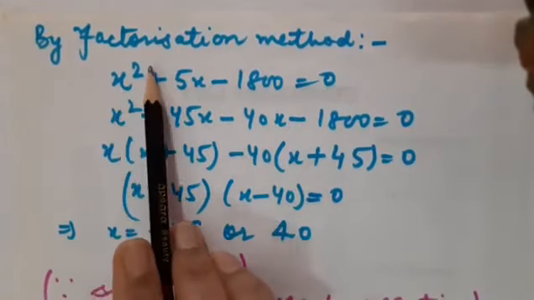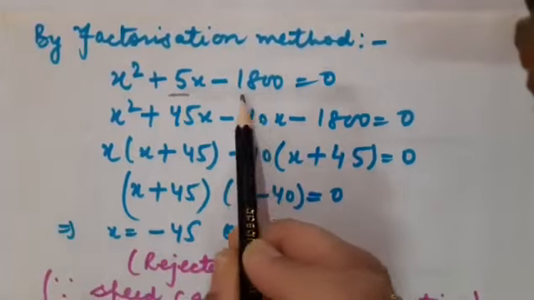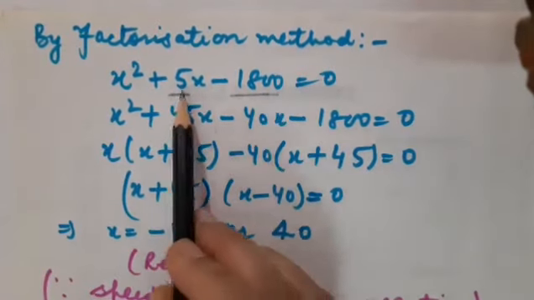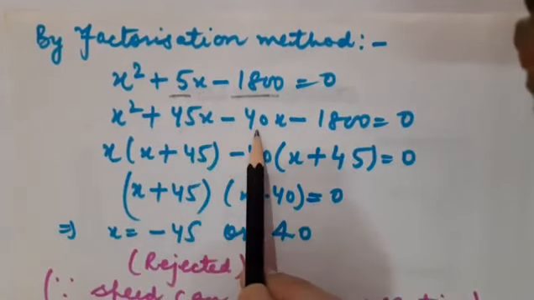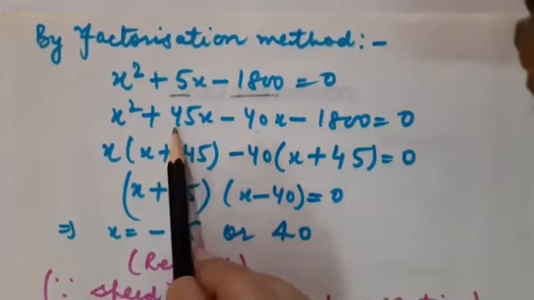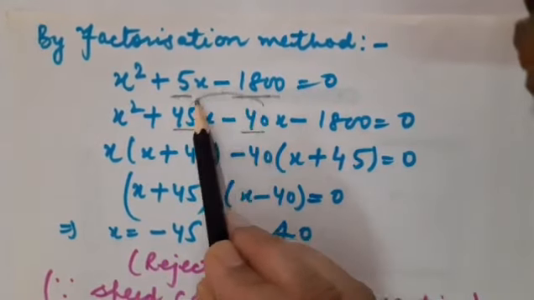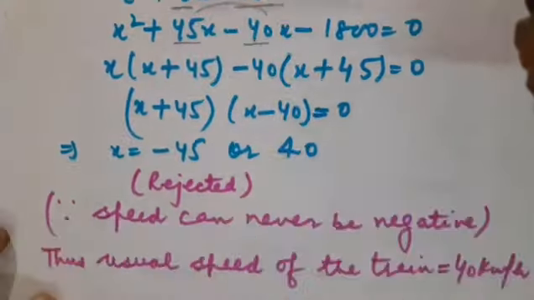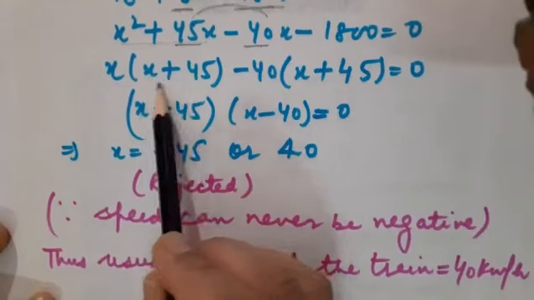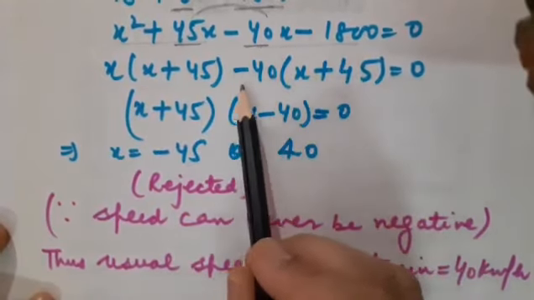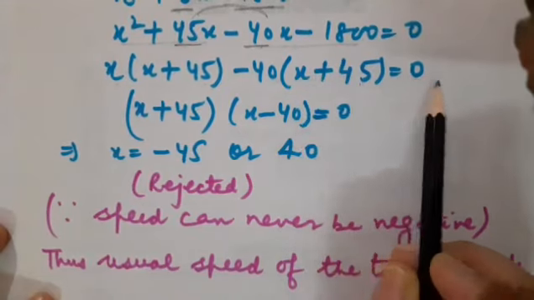So the quadratic equation is x square plus 5x minus 1800 is equal to 0. I want sum as 5 and the product as minus 1800. So how am I going to split the middle term? It would be x square plus 45x minus 40x minus 1800. Just check. Plus 45 minus 40 will give you plus 5, and plus 45 into minus 40 will give you minus 1800. Now from the first two terms I am going to take x as common. Inside the bracket I will get x plus 45. From here, children, I am going to take minus 40 as common, so I will be getting x plus 45 inside this bracket as well, is equal to 0.